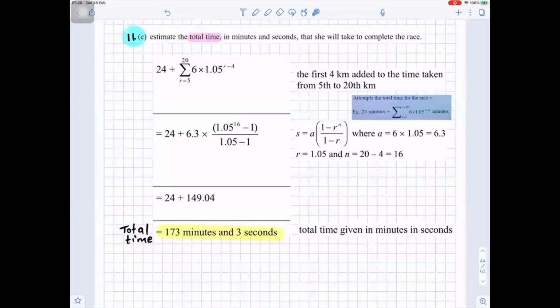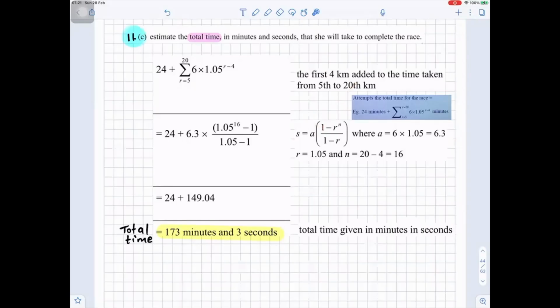Number 11C, estimate the total time in minutes and seconds that it will take to complete the race. So the first 4 kilometers added to the time taken from the 5th to the 20th kilometer. So you would have 24 plus, you start from 5 and you end at 20, and you want to use this expression there, which you can use a calculator to do for you, or you can use the geometric formula. S equals the sum. Get this from the formula book.